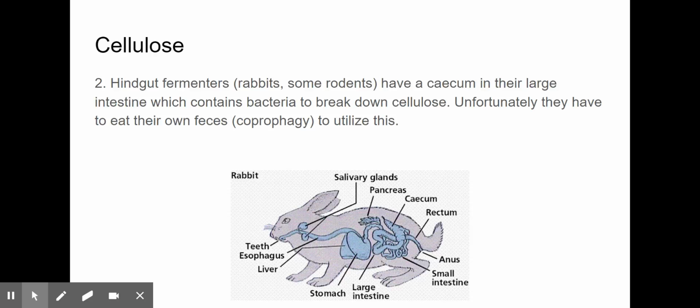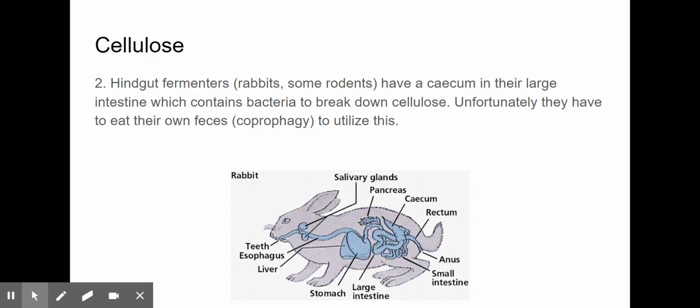Hindgut fermenters, so this is our rabbits, and some rodents as well. They've got this thing called the cecum. You can see on this diagram, it's all important, but we're talking right now about this thing right here, the cecum. It has a whole bunch of good bacteria in it, and those break down cellulose. So it's the same thing as the cow, but it's in their large intestine.